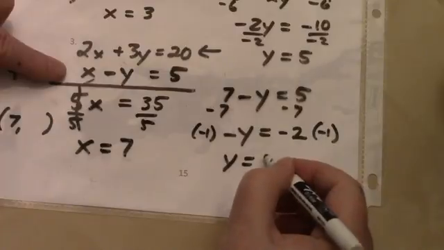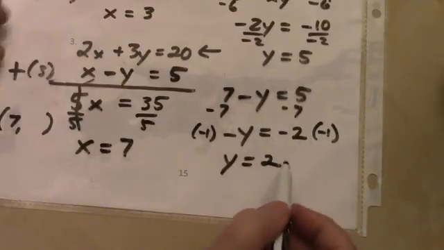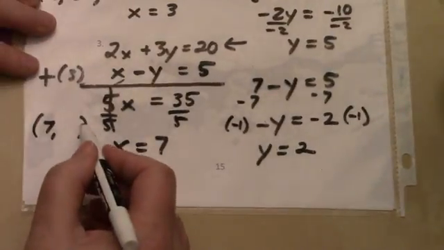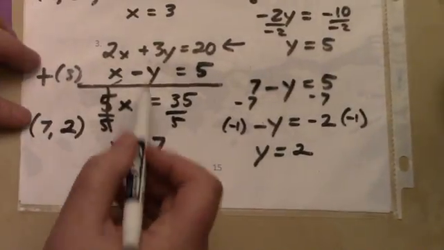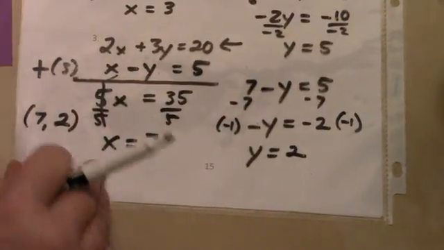Negative 2 times negative 1 becomes positive, and there we go. It doesn't change the value, but we have flipped the signs. That means our coordinate, this is going to be a positive 2. When these two lines are graphed, they're going to intersect at the point 7, 2.